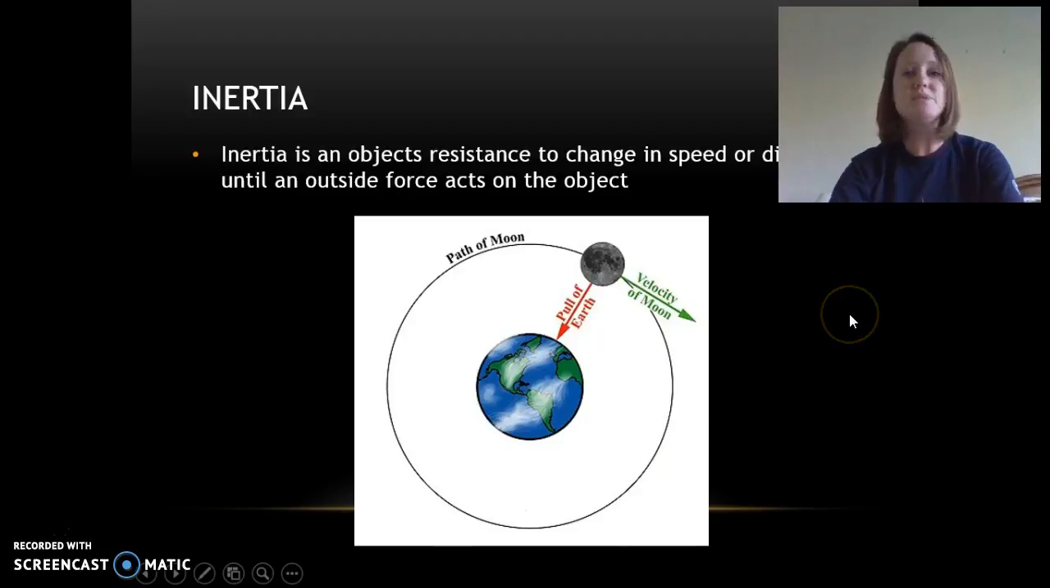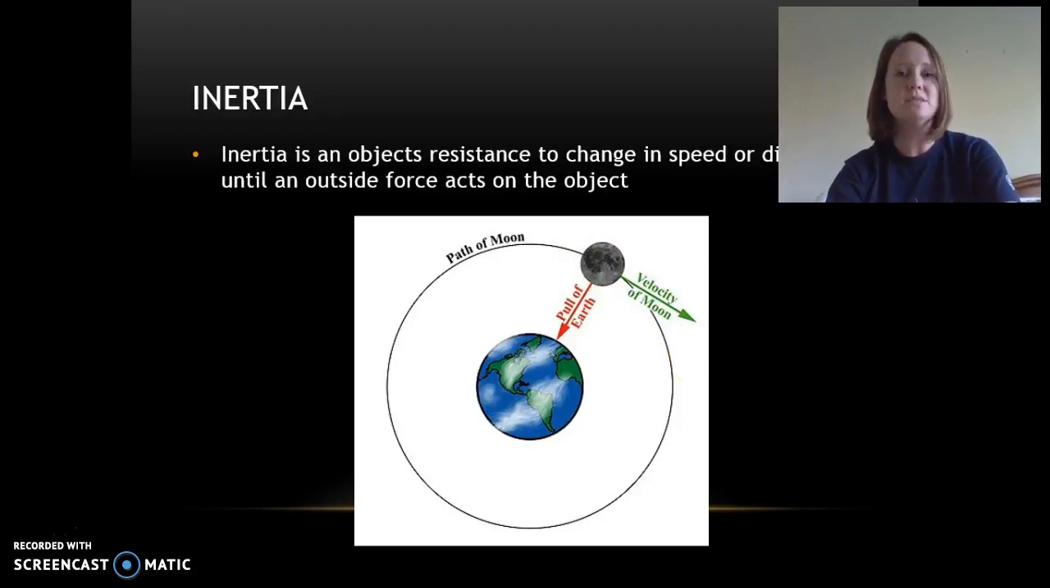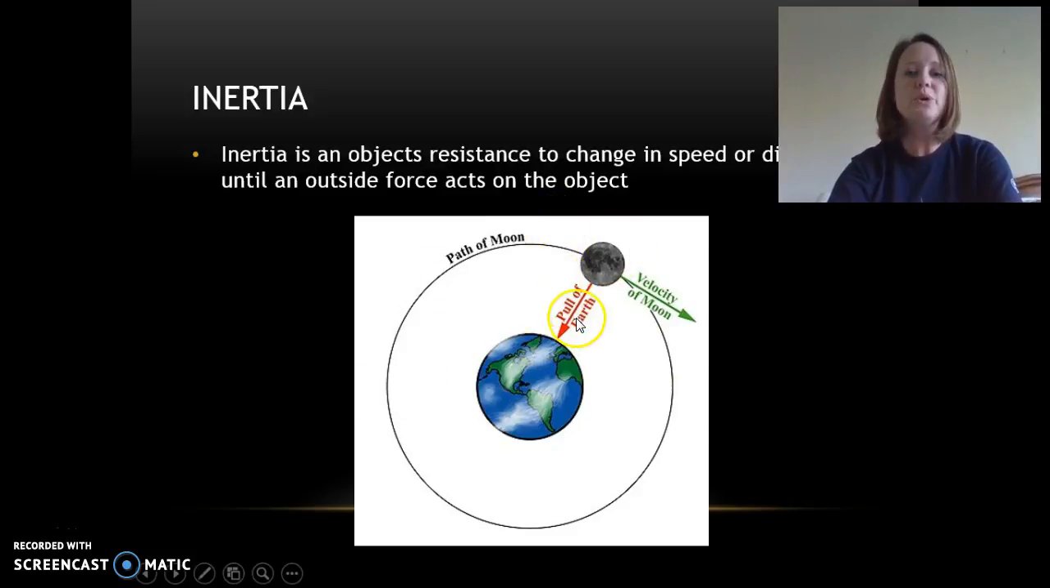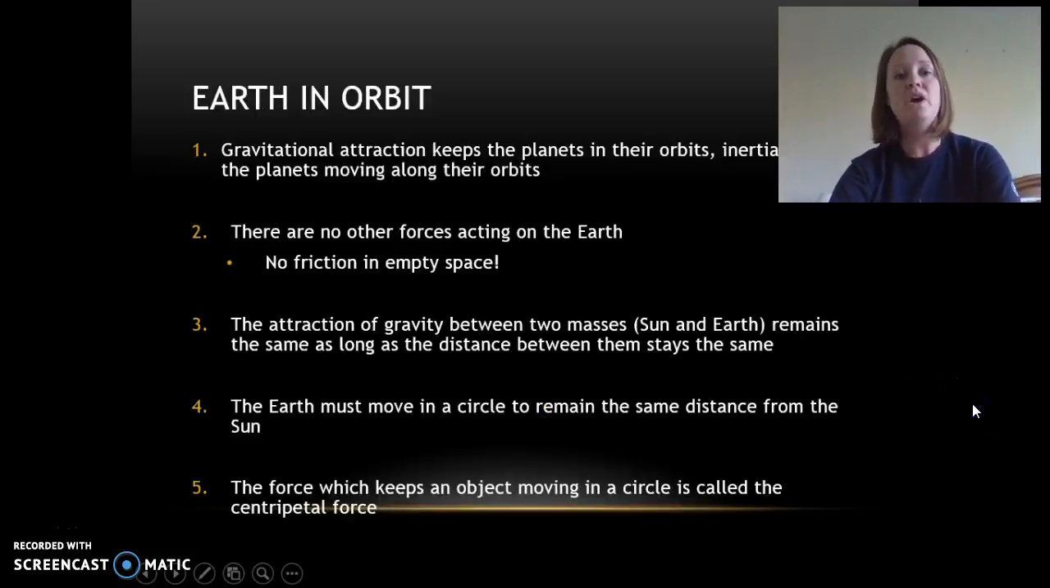So same thing happens with the planets around the sun, or here you can see the moon, which orbits around the Earth for the same reason. Inertia is what keeps it in motion because there's nothing acting on it. There's no air friction in space. Space is a vacuum. But the Earth's gravity pulls the moon towards the Earth, so it keeps it in that circular orbit.